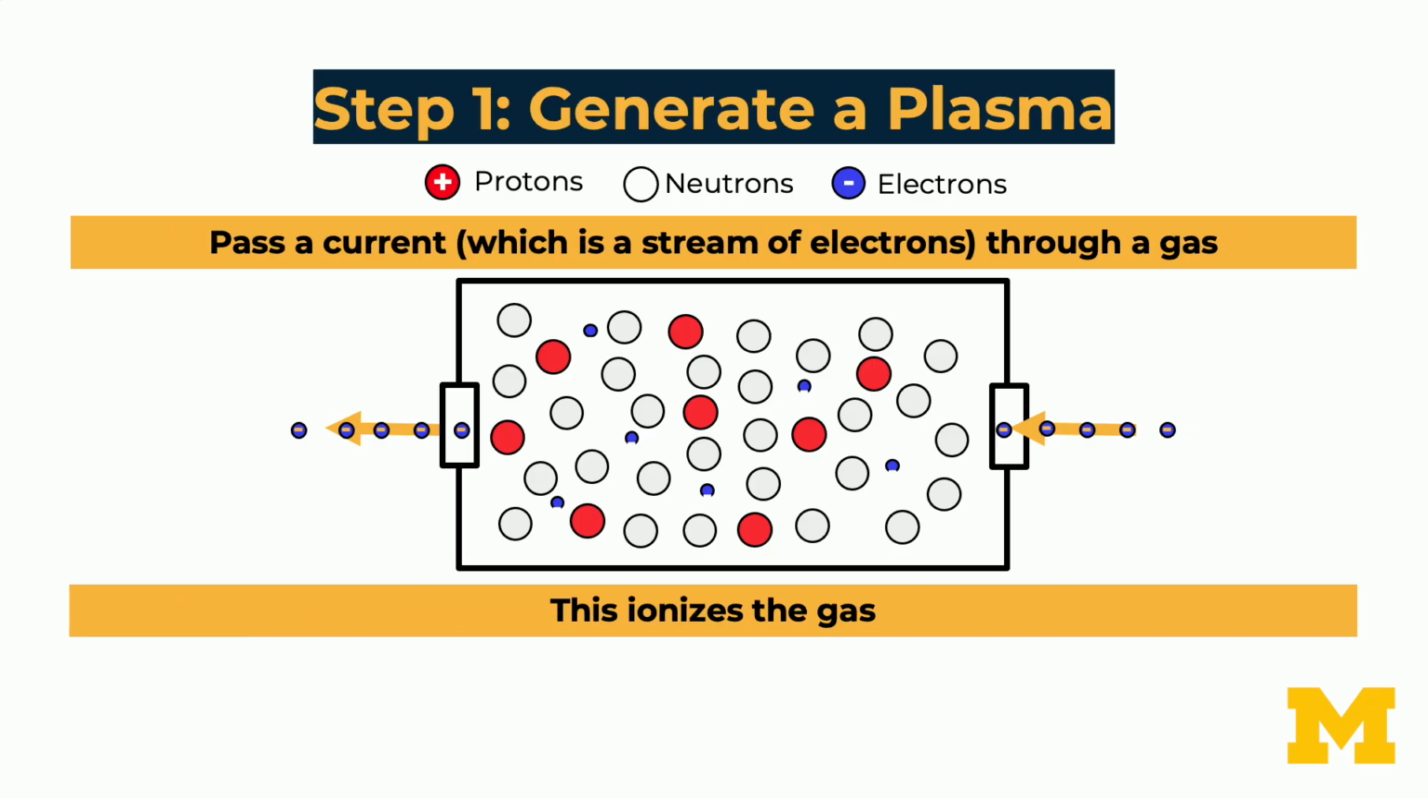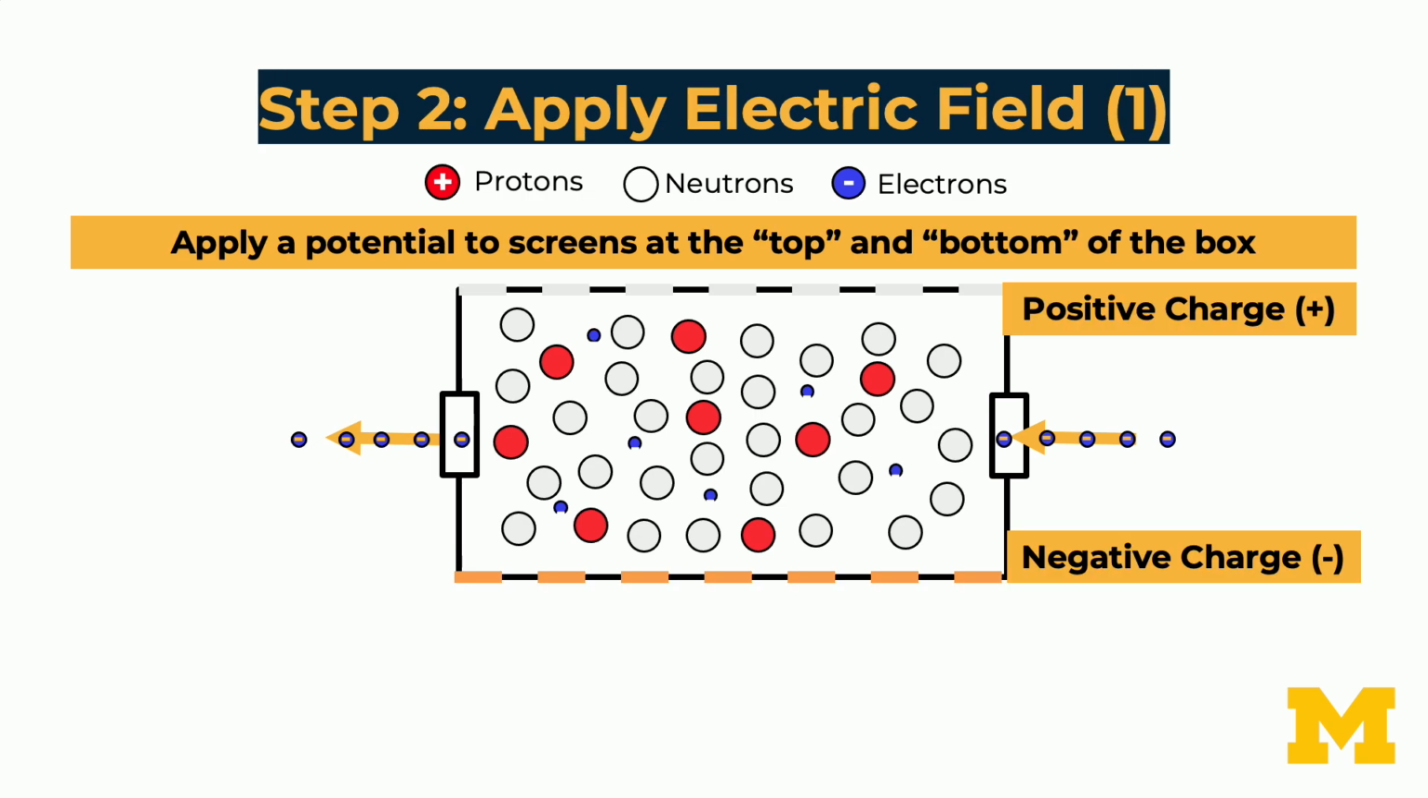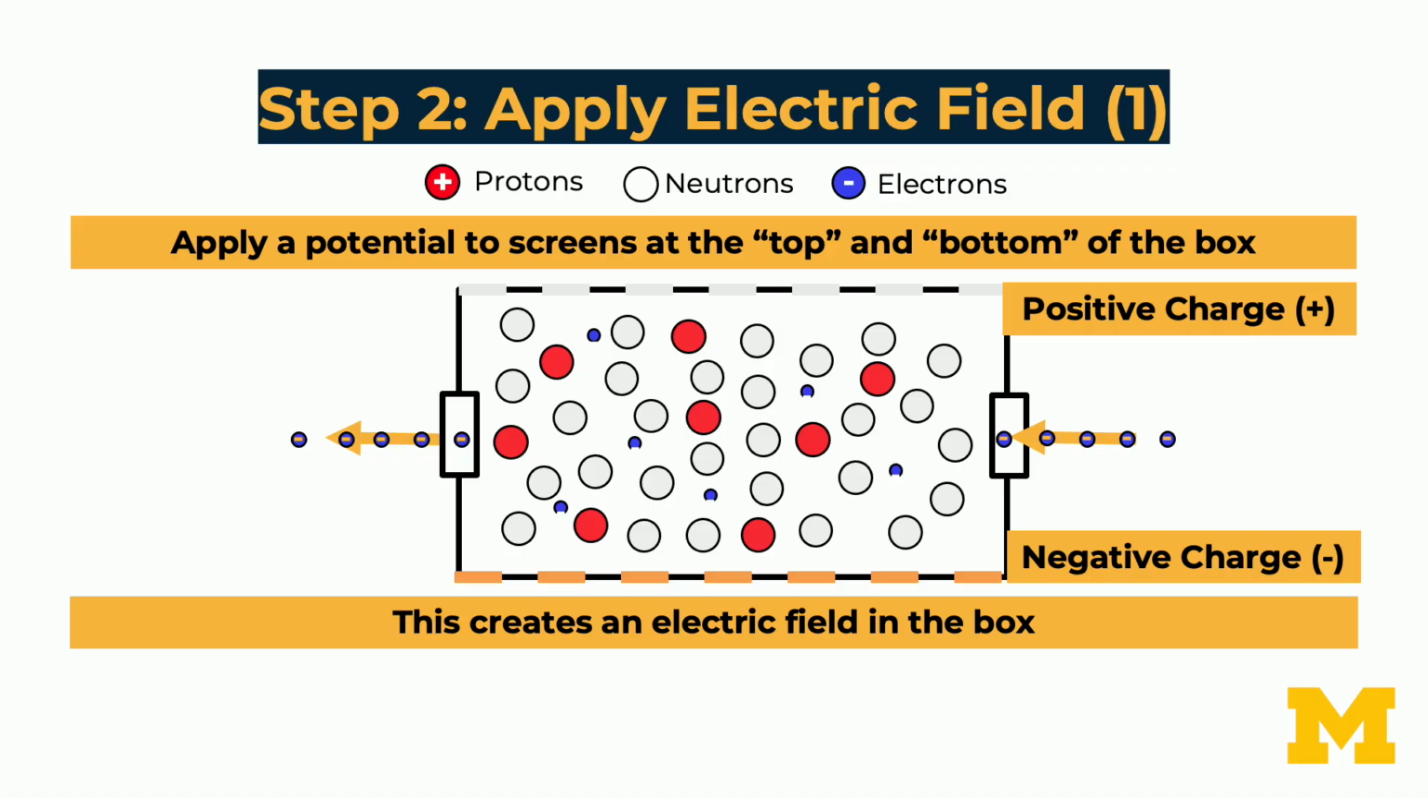The first thing that we do is we take a gas and put a stream of electrons through it, which is a current, and that ionizes our gas. Then we apply an electric field to our gas. The way that we do that is we have a mesh and we apply something like a battery to it. One side of the mesh is hooked to the negative side of the battery, the other side to the positive side, and that creates an electric field.